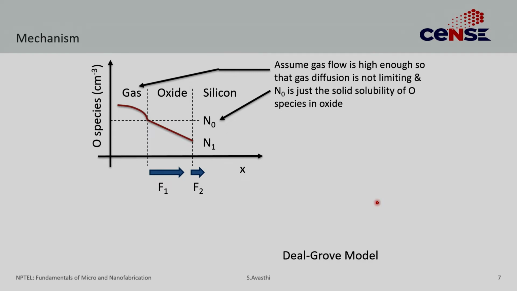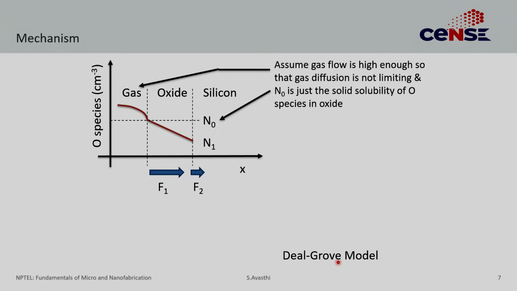Now let's look at that in a little more detail. By the way, this whole kinetics is called the Deal-Grove model. I'll give the reference to the paper, the first paper that Deal and Grove wrote on this. If I'm not wrong, in fact, Grove went on to be one of the founders of Intel. So a very important man and a very important contribution.